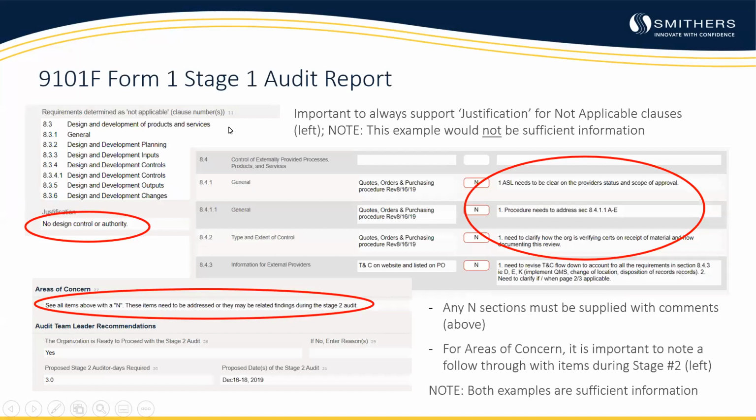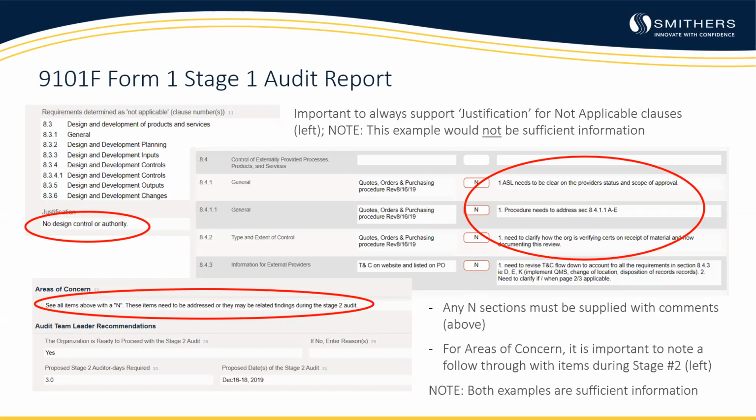So stage 1 audit report, very important, some items to note here. Where we are providing any not applicable clauses, we always need to support with justification. So in this case here on the far left, where we have 8.3 noted as not applicable, this is not sufficient information. This is not telling us why we've arrived at the justification, no design control or authority. Is this based on the fact that they manufacture to customer prints? Is there a particular customer that ultimately has design responsibility? We need more information in this particular example.